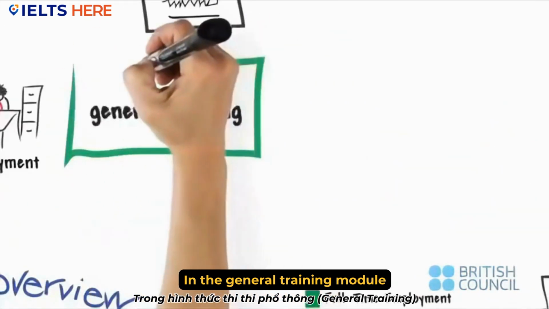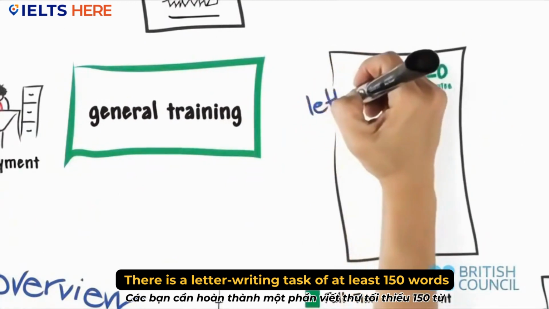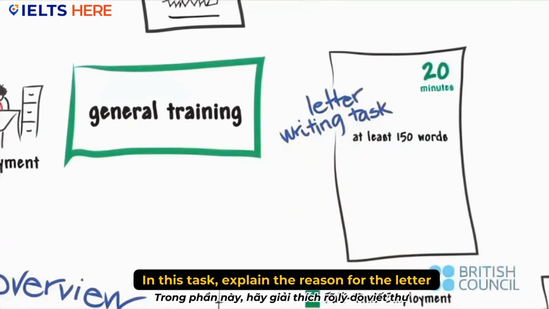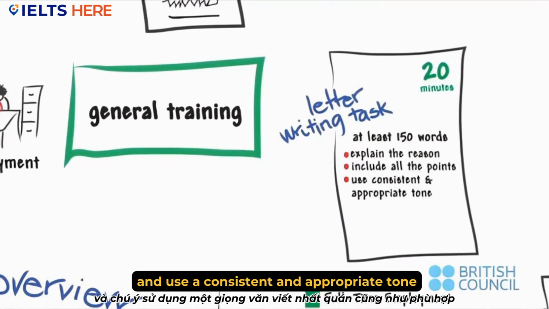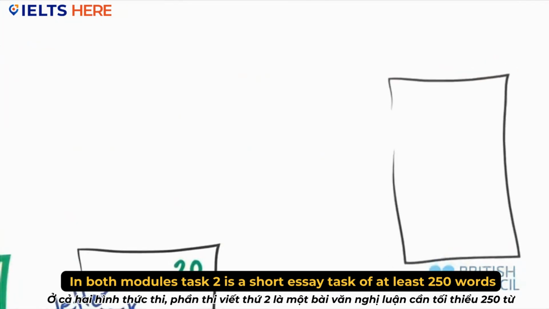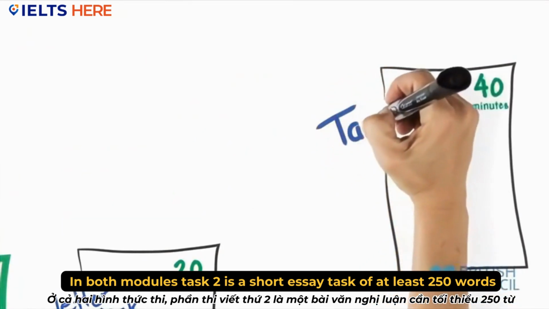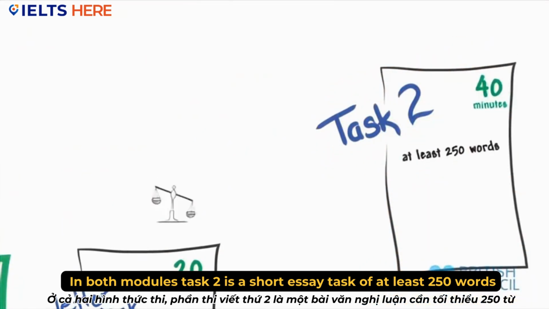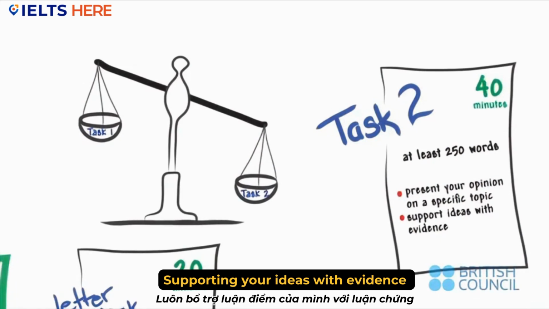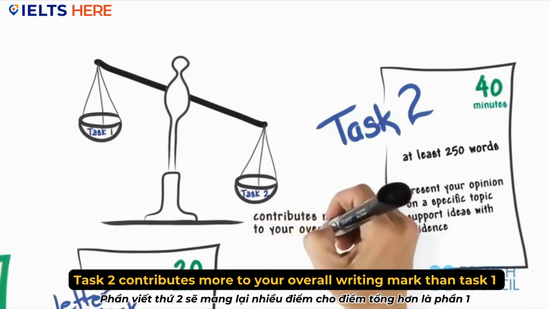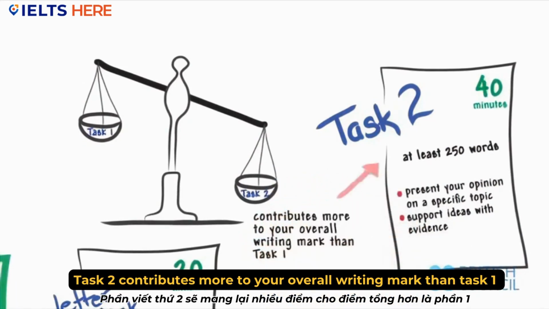In the general training module, there is a letter writing task of at least 150 words. In this task, explain the reason for the letter, include all the points mentioned in the question, and use a consistent and appropriate tone. In both modules, Task 2 is a short essay task of at least 250 words. You are expected to present your opinion on a specific topic, supporting your ideas with evidence. Task 2 contributes more to your overall writing mark than Task 1.